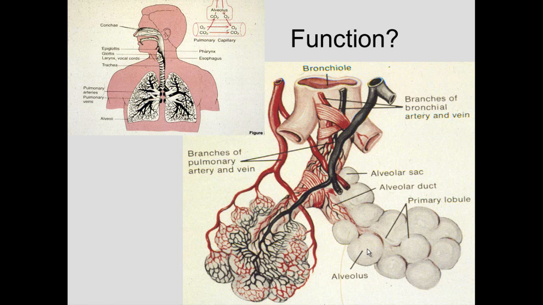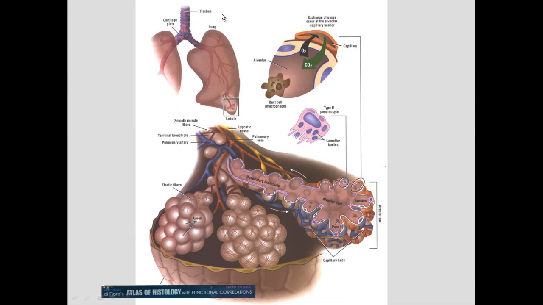Now, what's the function of the respiratory system? In two words, the function is gas exchange. Oxygen in and carbon dioxide out. So oxygen comes out of the airspace of the alveolus into the capillary, and carbon dioxide goes out of the capillary into the airspace to be discharged.